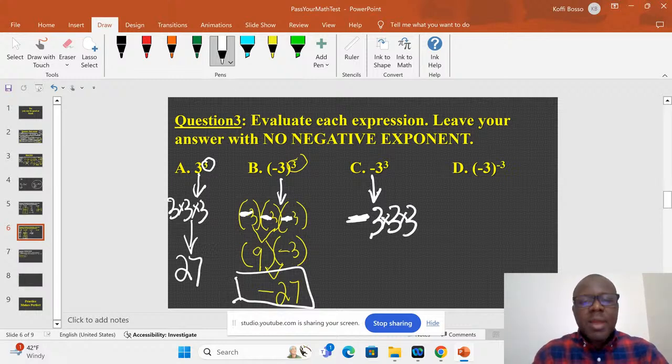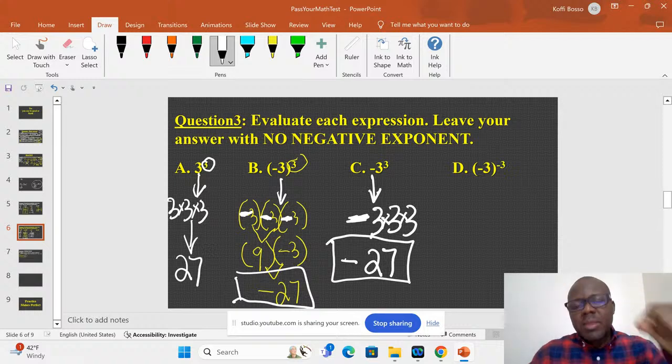by 3 again. So this gives you what? Negative 27. So we keep the negative sign. We do 3 multiplied by 3, which is 9. 9 multiplied by 3 is 27. So the answer is negative 27.